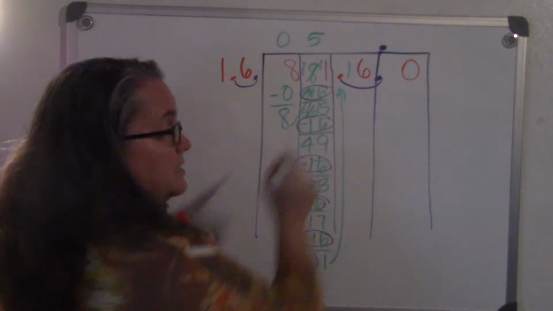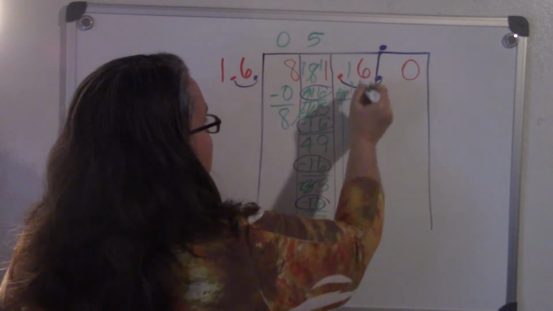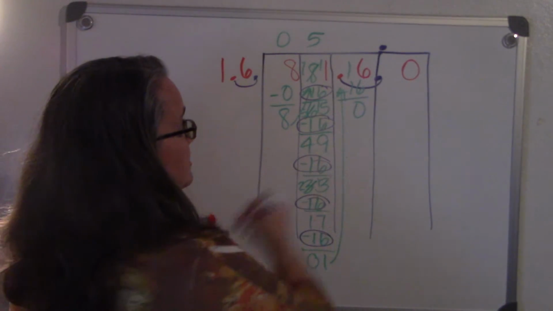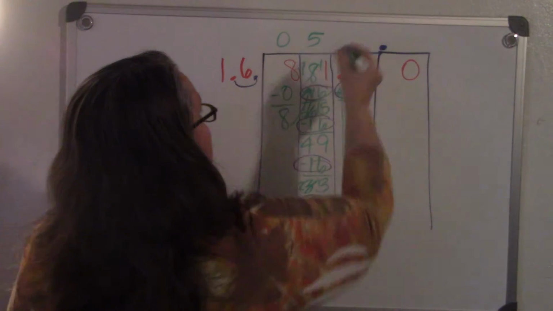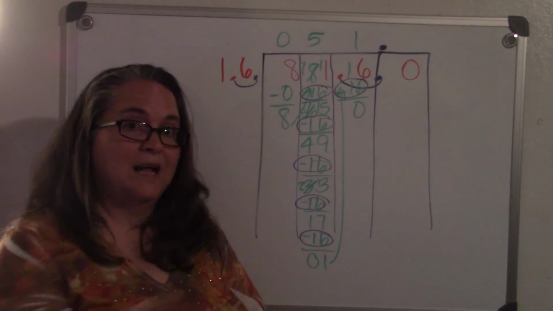Can 16 go into 16? I'm going to quick subtract to see what happens. 6 minus, oh, look at that. It looks like it only goes in one time, you guys. So all I've got to do is put up the 1. So ladies and gentlemen, I added an extra 0 just in case. This time I didn't need it.